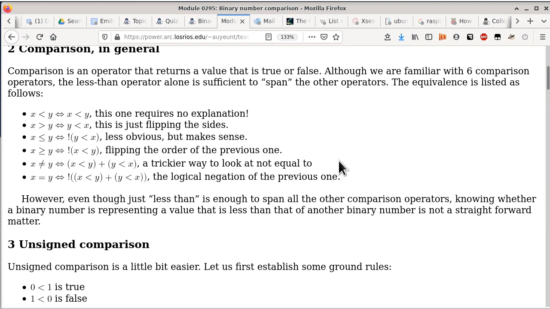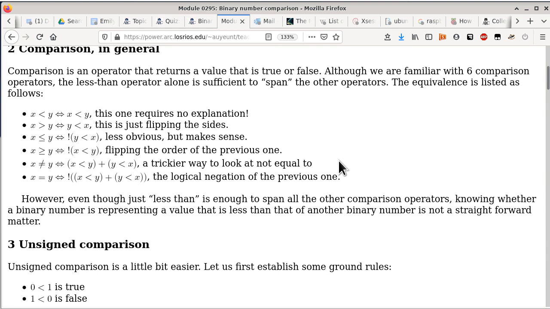Okay? Yep. Can I just ask about where it says x equals y? Why is it not the negation of and? Because if it's equal, wouldn't it be true that x is not less than y and y is not less than x?